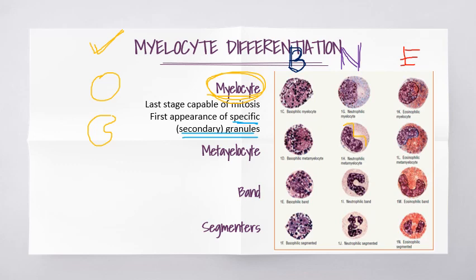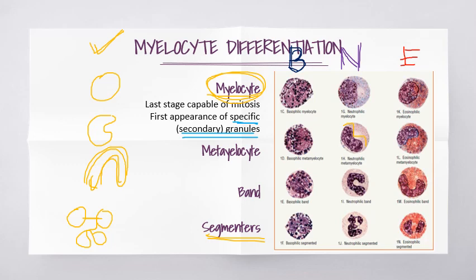Okay? When it becomes a band, the nucleus becomes very elongated, almost shoe-shaped in appearance. And it becomes a segmenter when the nucleus will now segment. So you will have one lobe, another lobe, that are connected with each other. So this is what happens. The segmenter is actually the mature stage that we see in the blood. Okay, so this is the last stage.